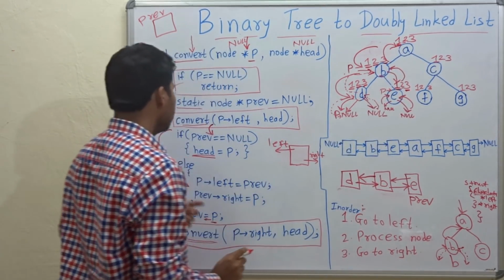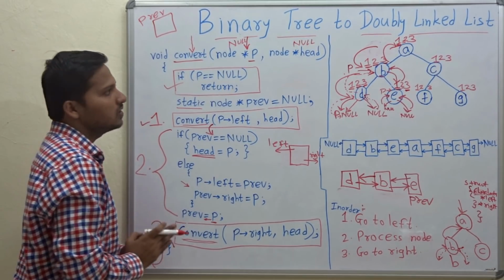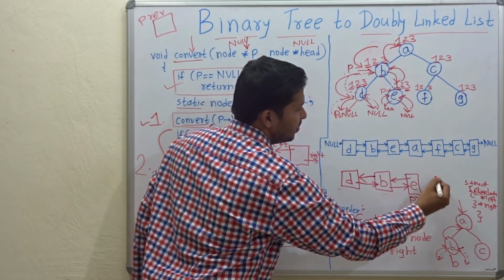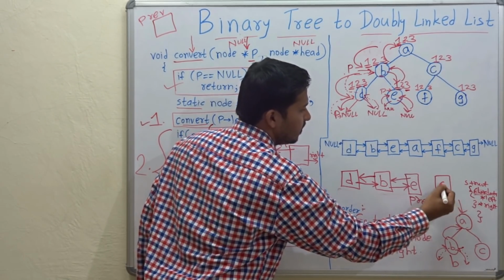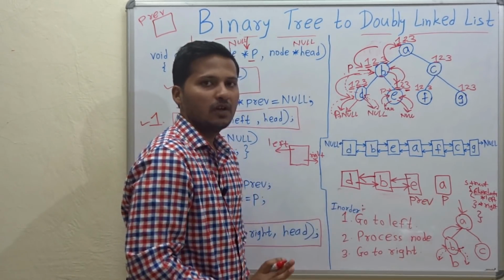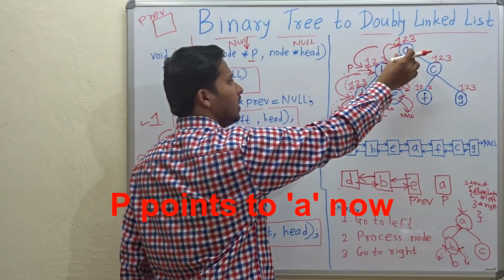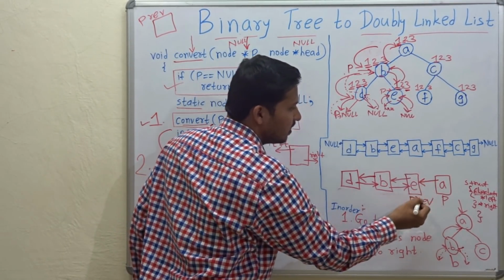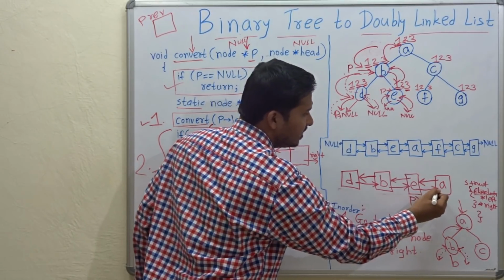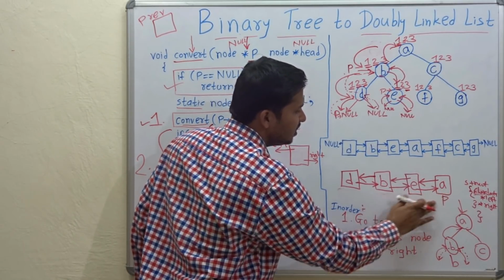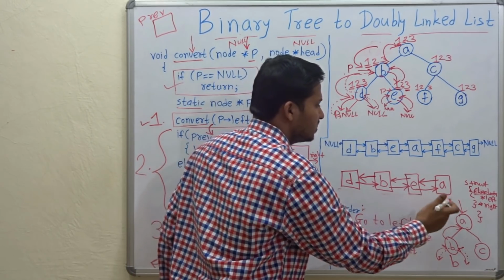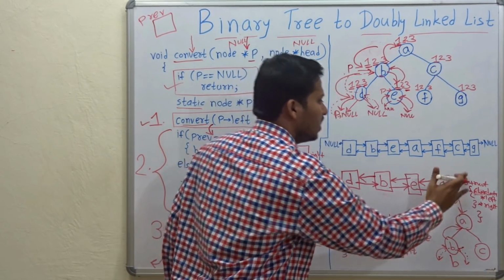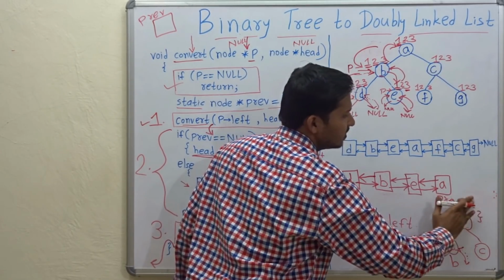What is the second step? You have to process the node is the second step. So A. Now p is pointing to A here. As p is pointing to A, p points left we have to make as previous and previous points right we have to make it as p. As this node is processed, now we will call it the previous node. Okay, I'll just clean it for writing the remaining nodes.